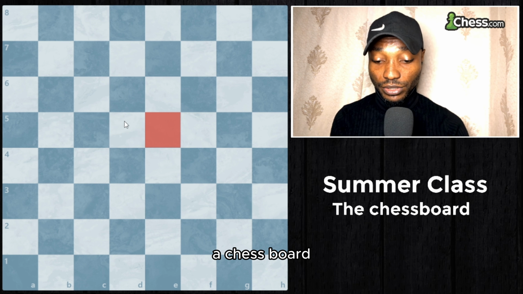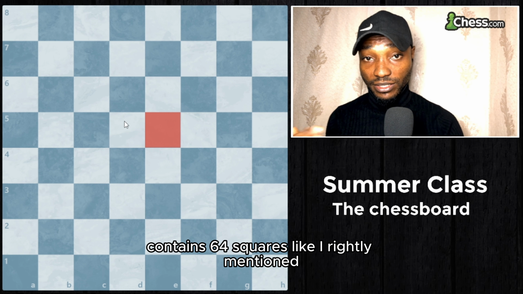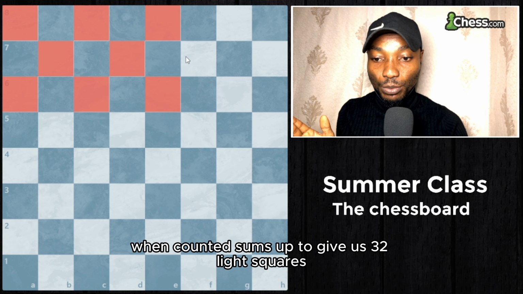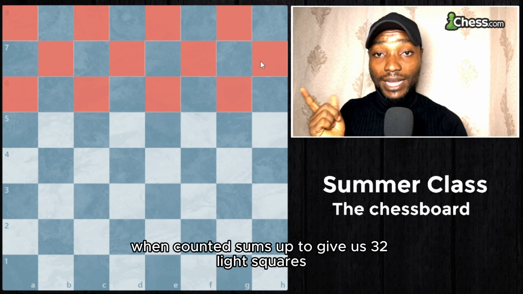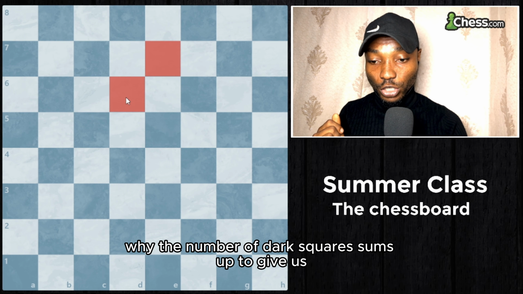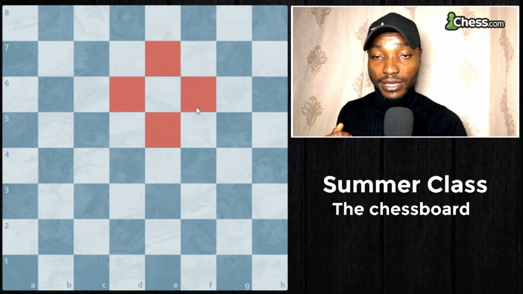A chessboard contains 64 squares, like I rightly mentioned. So if you divide 64 by 2, you have 32. This simply pushes us to the notion that the number of light squares, when counted, sums up to give us 32 light squares, while the number of dark squares sums up to give us 32 dark squares.